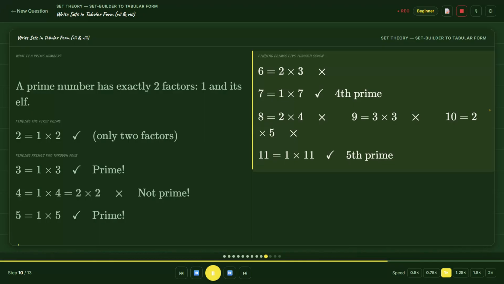6 is not prime because 2 times 3 makes 6. But 7 is prime. That's our fourth. Then 8, 9 and 10 all have extra factors. So they are not prime. 11 is prime. That's our fifth.